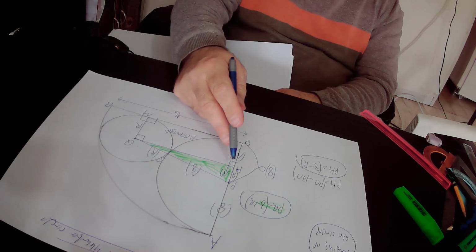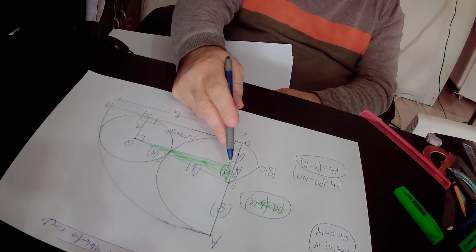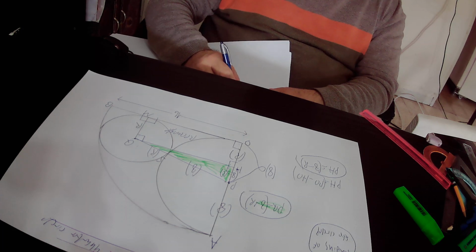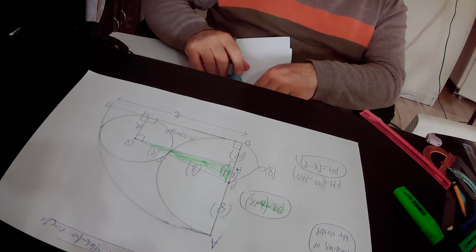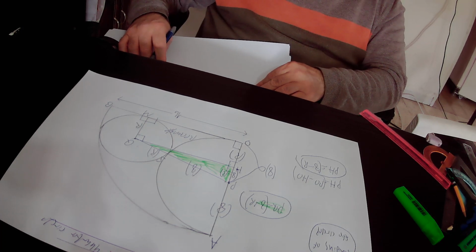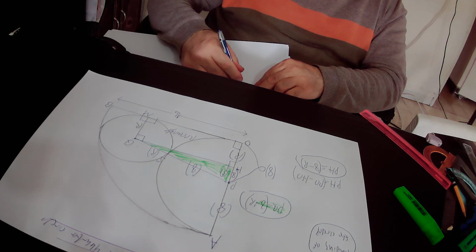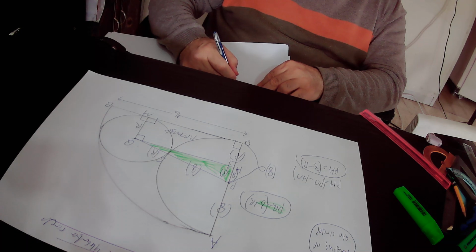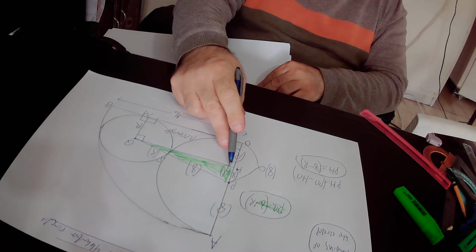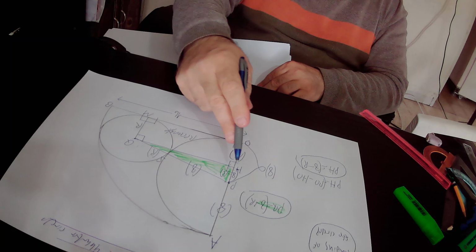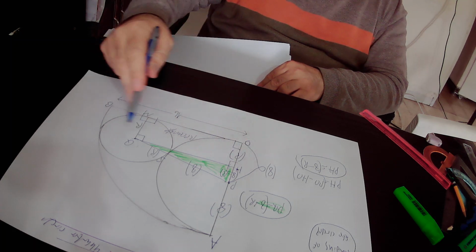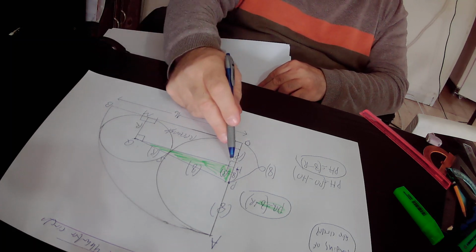We just found out that side PH equals 8 minus R. And this is a right angle according to our construction. Angle PHQ equals 90 degrees according to our construction.